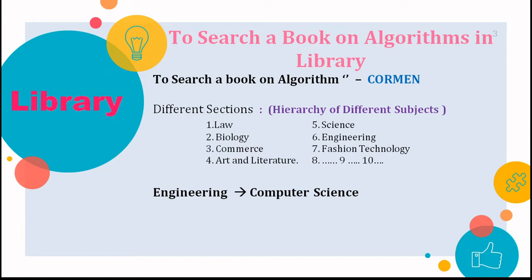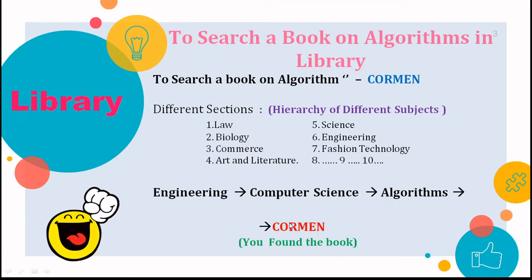Again, in the engineering branch section, there are so many sections, right? So you are just bothered about the computer science section. And after that, what will you do? Again, in computer science, there are so many books related to networking, then programming, then data structures and algorithms, and then you can say data science, machine learning, artificial intelligence, right? So currently you just want to search for a book on algorithms, so you will go to which section? Algorithm section, right? And in that algorithm section, you will find the book. What is that book? Cormen. So you found the book, and again, you are very happy.